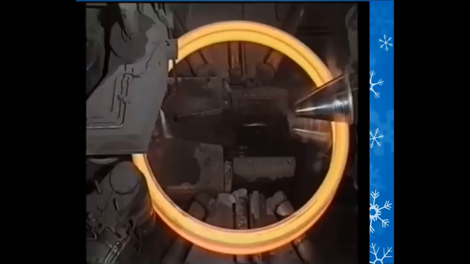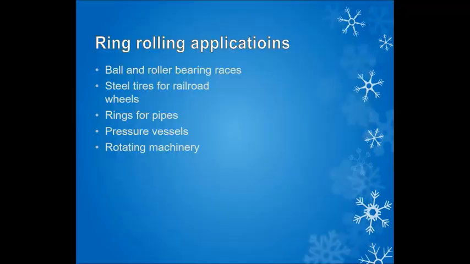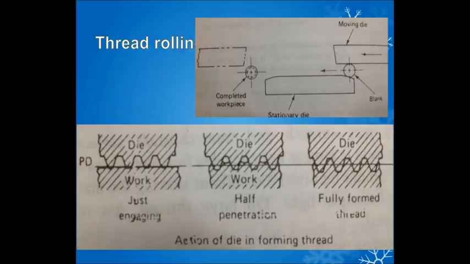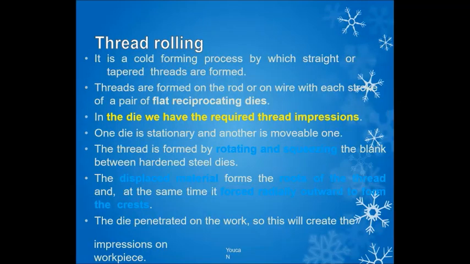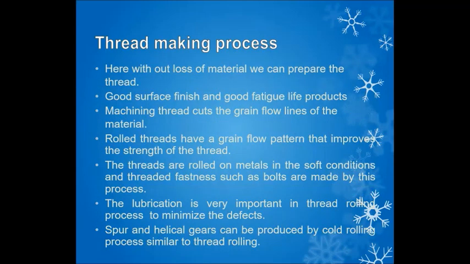Ring rolling applications: ball and roller bearings, steel tires. Thread rolling, thread forming method. Thread rolling is a cold forming process by which straight and tapered threads are formed. In the thread making process, without loss of material we can prepare the thread. So the diagram shows the thread making process.